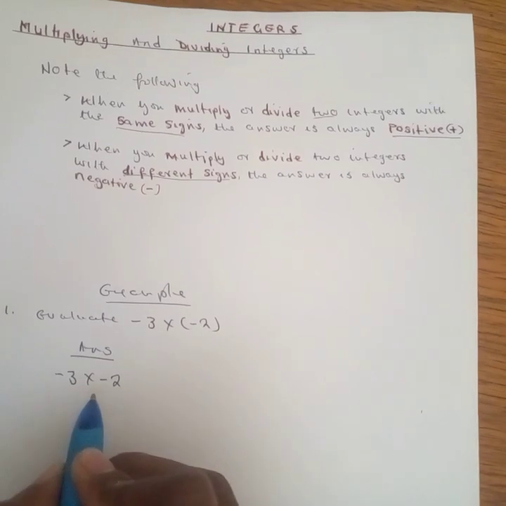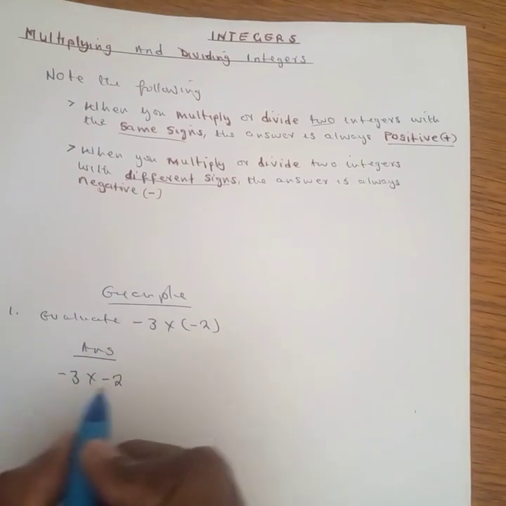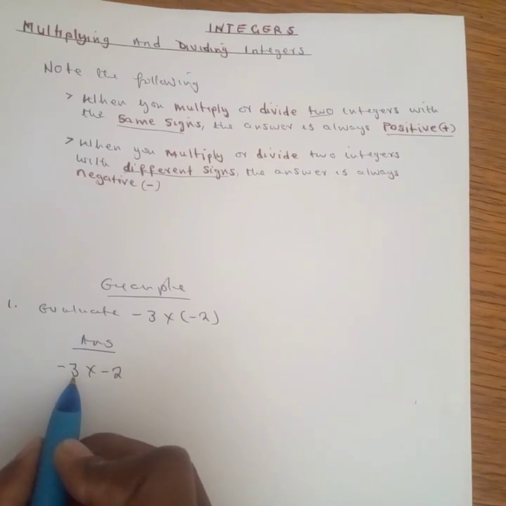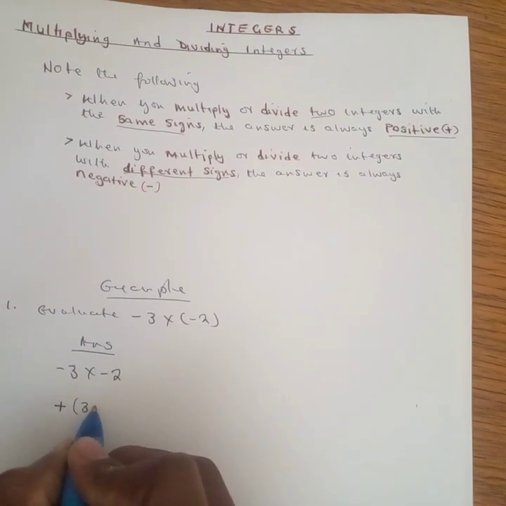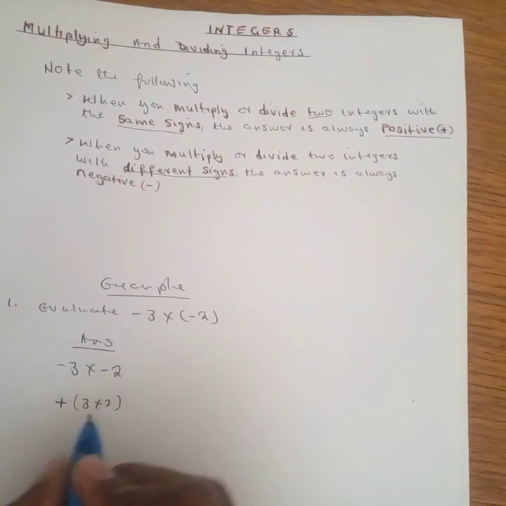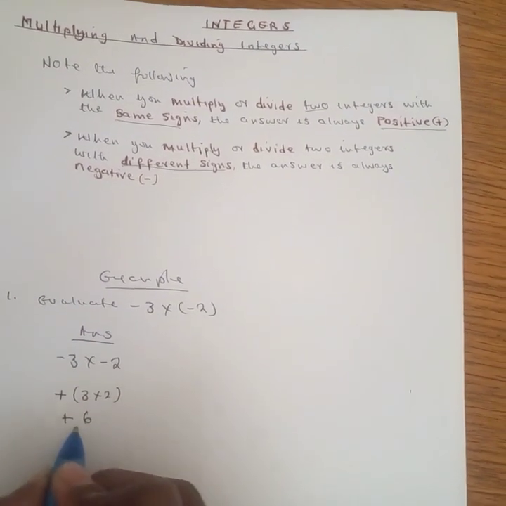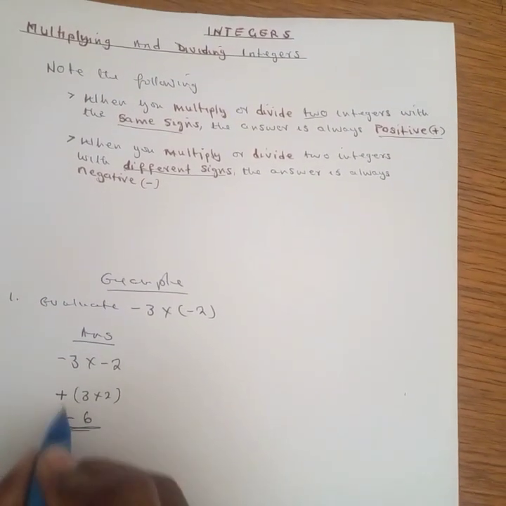So you know that the signs are the same. If the signs are the same, the answer should always be positive. So we are going to say 3 times 2. What is 3 times 2? The answer will be 6. Positive 6. How is it positive?